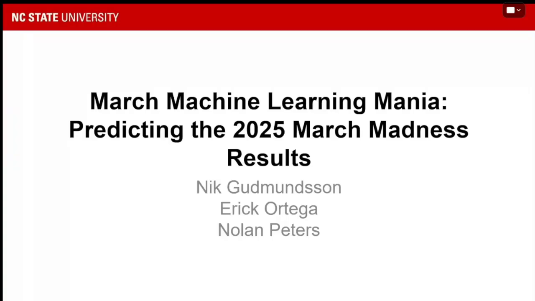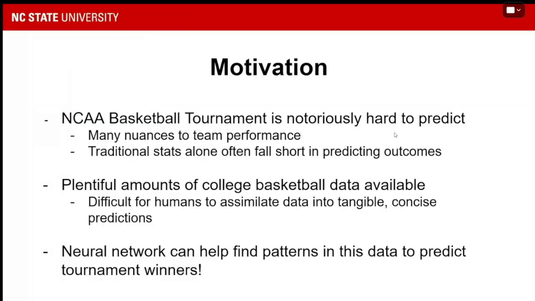So our project is the March Machine Learning Mania, which is to help us predict the 2025 March Madness results. Our motivation is that, like any kind of sports, the NCAA basketball tournament is notoriously difficult to predict, as there's tons of nuances, tons of different stats, and a lot of times these stats fall short in predicting outcomes. At the same time, there's a lot of data collected by various websites that can be used to help us gauge likelihood of teams winning.